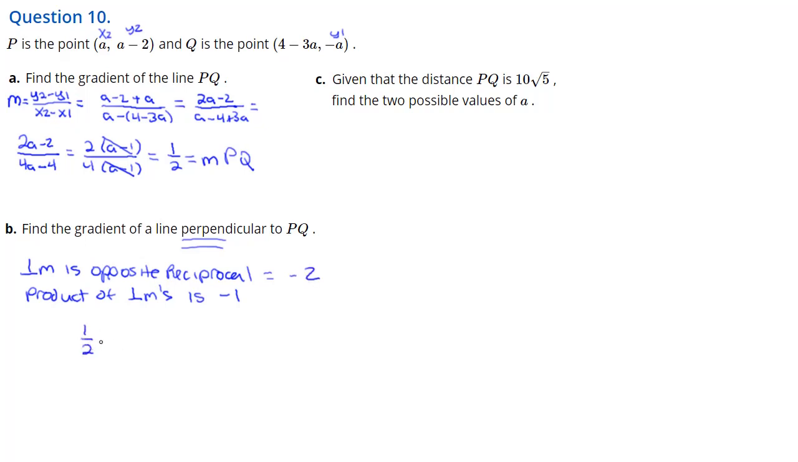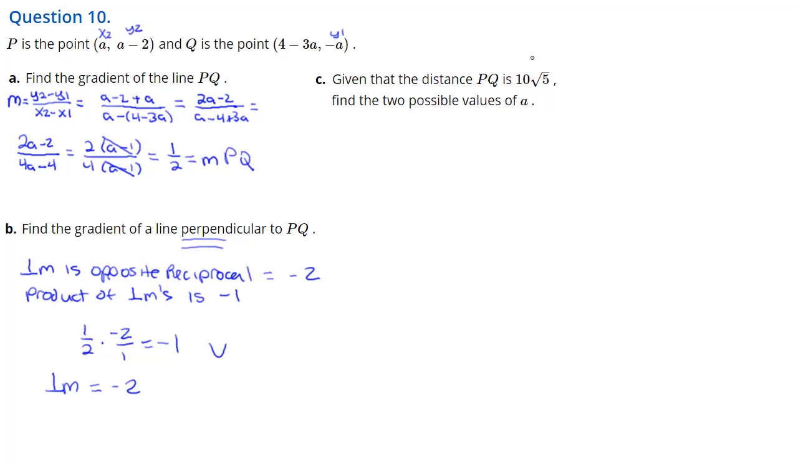In this case, I know that it's going to be negative 2 because 1/2, I flip it upside down and it's going to be negative. But I can check it. If I multiply 1/2 times negative 2, it equals negative 1. So the perpendicular slope of PQ is going to be negative 2.